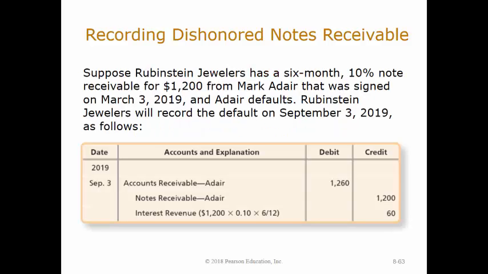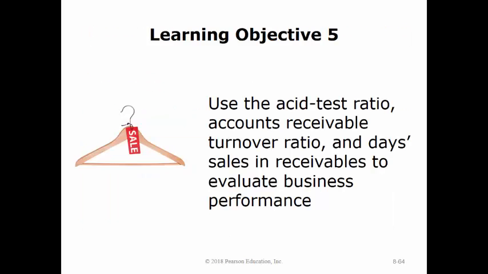We then apply our accounts receivable policies to determine when this new account receivable will be written off. Even though the note has expired, the debtor still owes the payee. The payee can transfer the note receivable amount to accounts receivable. Suppose Rubenstein Jewelers has a 6-month 10% note receivable for $1,200 from Mark Adair that was signed on March 3, 2019, and Adair defaults. Rubenstein Jewelers will record the default on September 3, 2019. Rubenstein will then bill Adair for the account receivable. This also allows Rubenstein to eventually write off the receivable using either the direct write-off method or the allowance method if at a later date Rubenstein still cannot collect the account receivable.